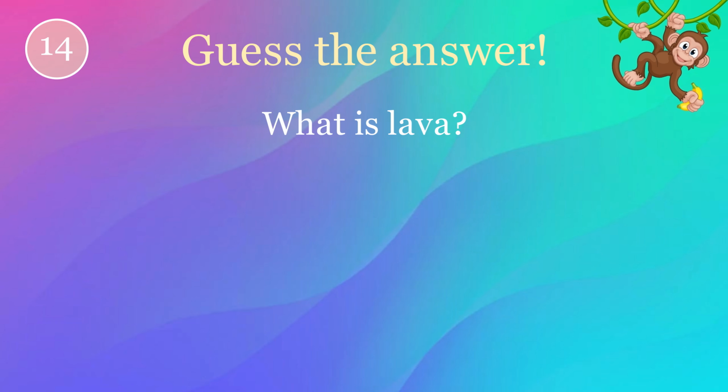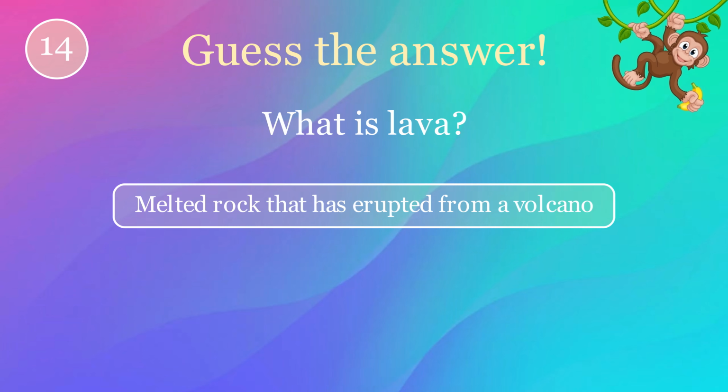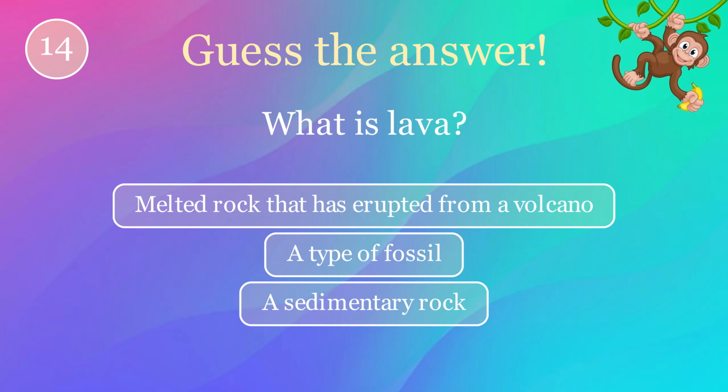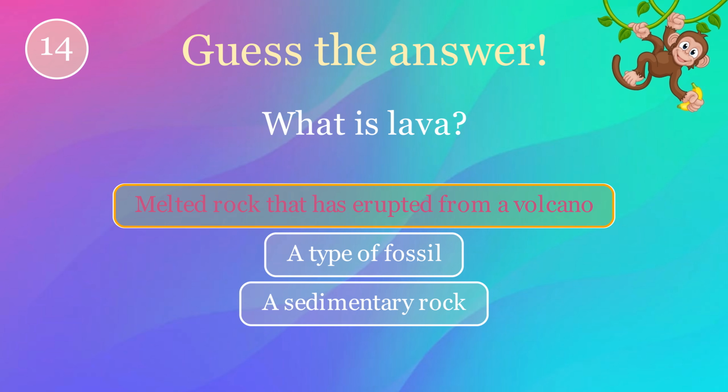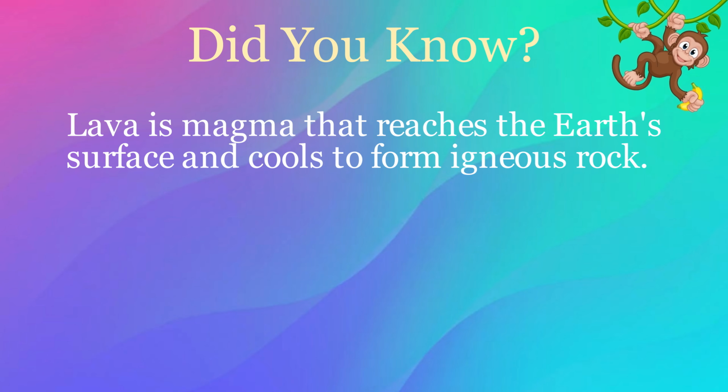What is lava? Melted rock that has erupted from a volcano. A type of fossil. A sedimentary rock. The correct answer is melted rock that has erupted from a volcano. Here's an interesting fact: lava is magma that reaches the Earth's surface and cools to form igneous rock.